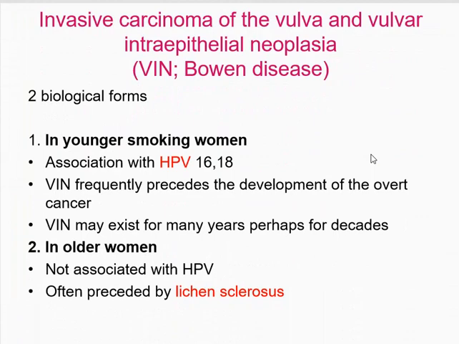Malignant diseases of the vulva occur in two biological forms and have two peaks in age. One is occurring in younger women. They are often smokers, and the other peak is in elderly women, and these differ in etiology and behavior.